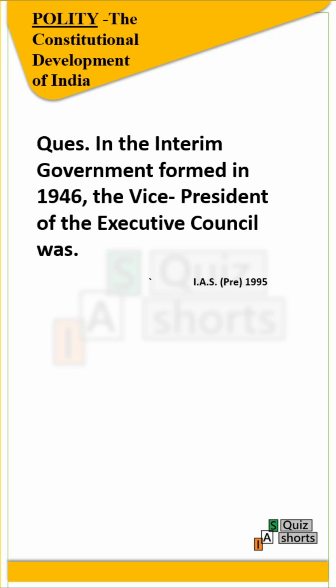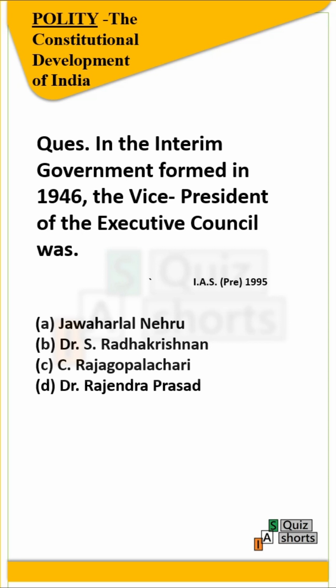Question. In the interim government formed in 1946, the Vice President of the Executive Council was option A. Jawaharlal Nehru, option B. Dr. Sarvepalli Radhakrishnan, option C. C. Rajagopalachari, option D. Dr. Rajendra Prasad. Answer is option A. Jawaharlal Nehru.